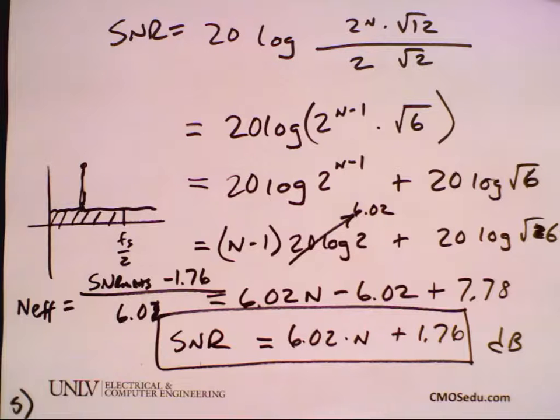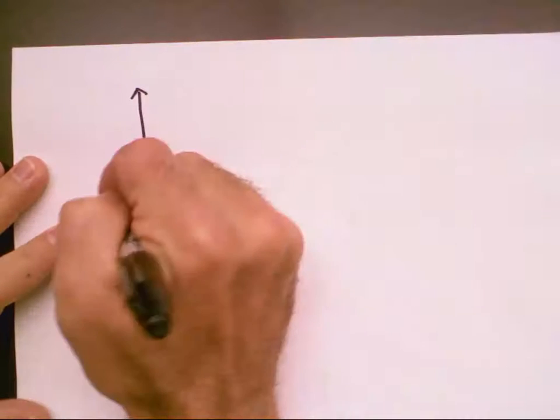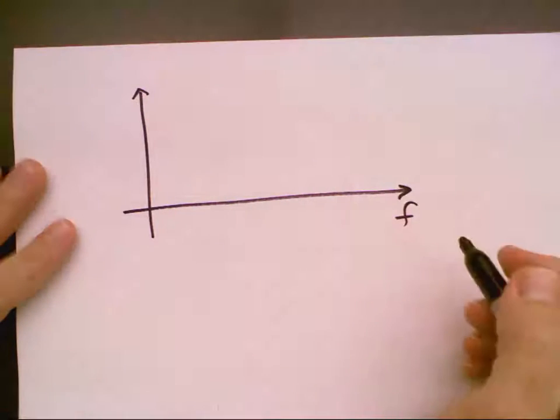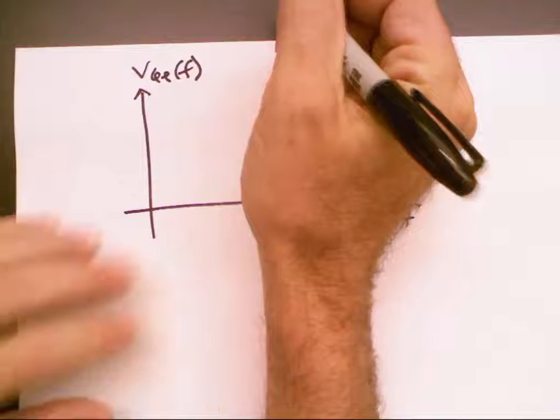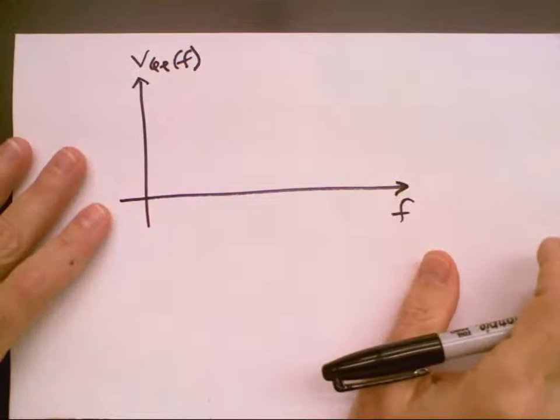All right. I'm going to do some sims, and we're going to look at how this theory holds up. Remember, it's a theory that we use for modeling things. It's not a precise thing. So what I'm going to do is write the spectral density of the quantization noise as VQE of F, and I'm going to try to explain this.